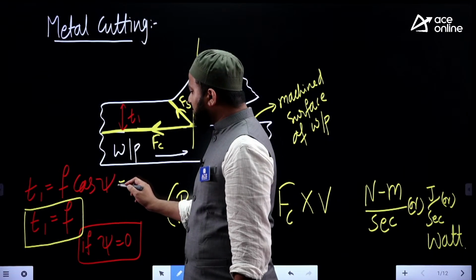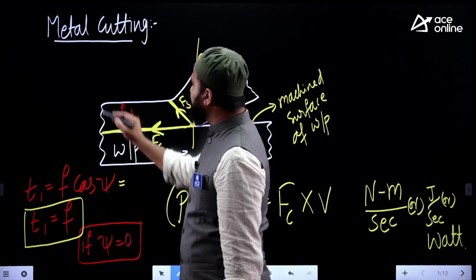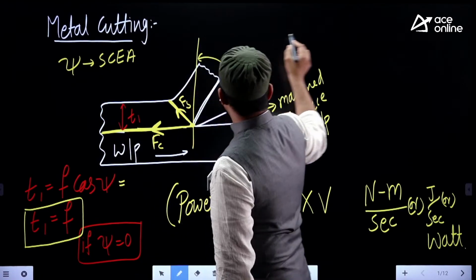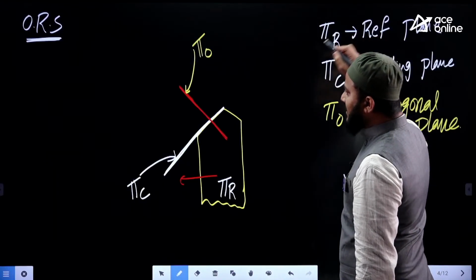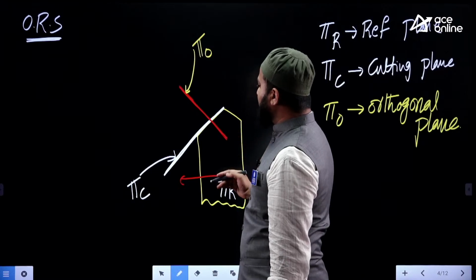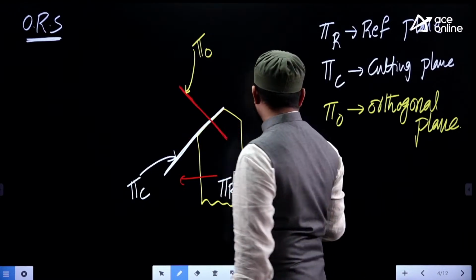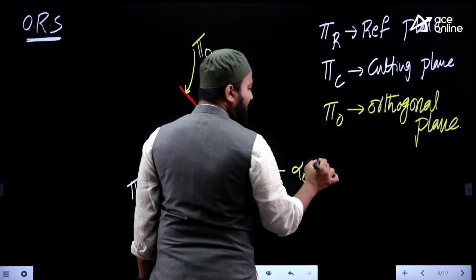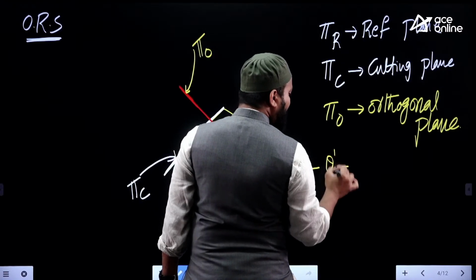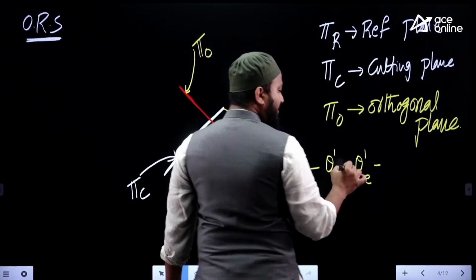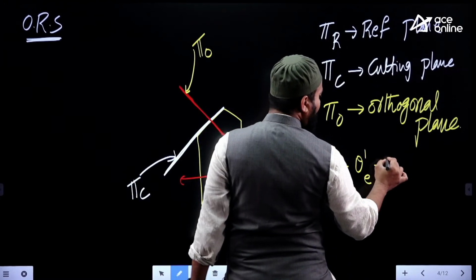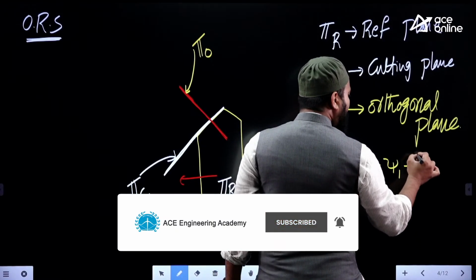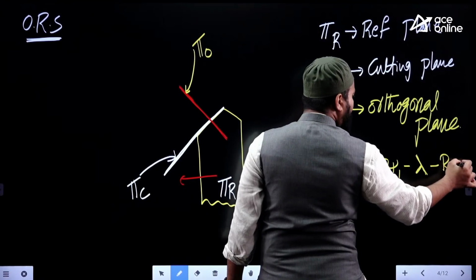Sometimes, instead of the ASA tool geometry, where this side cutting edge angle comes, directly the ORS tool geometry is given. In ORS tool geometry, we take projections based on the reference plane, cutting plane and orthogonal plane. The angles are the inclination angle, orthogonal rake angle, then the orthogonal side relief angle and orthogonal end relief angle, both on the cutting plane and orthogonal plane. Then the end cutting edge angle, then the sixth angle lambda, which is the approach angle, then the nose radius again will be there, as in the image.